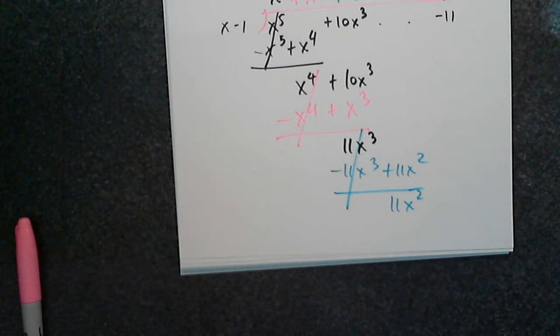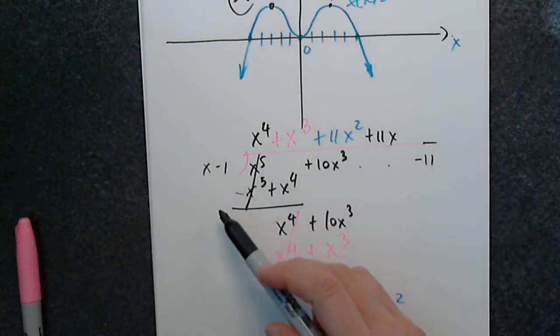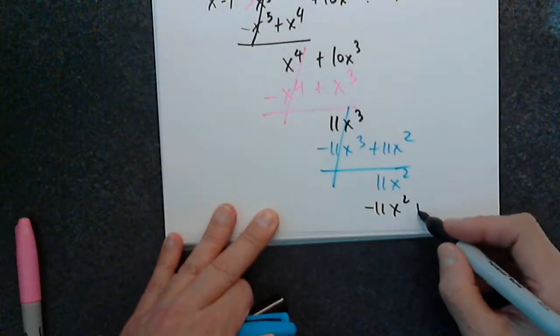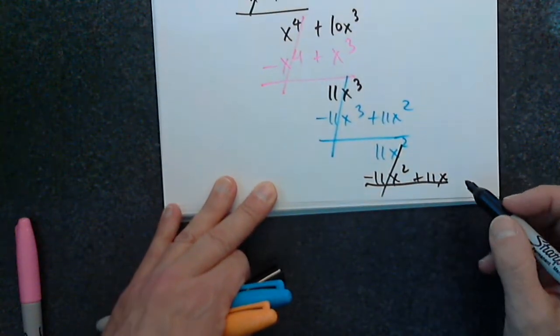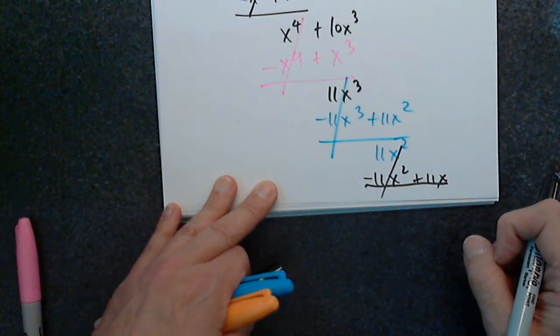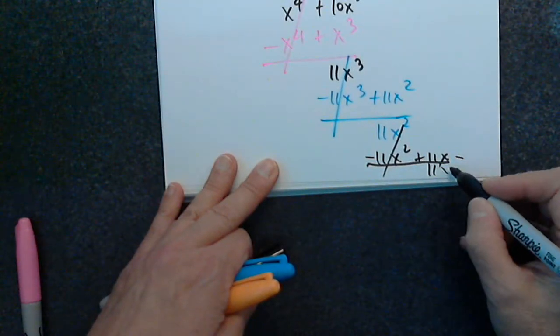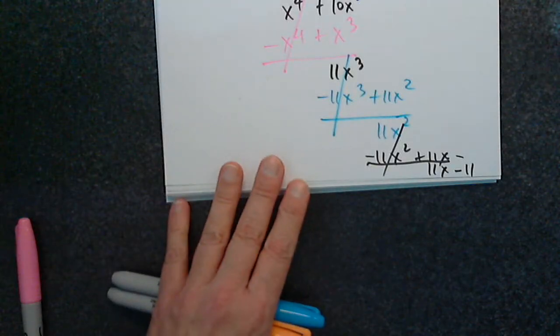Next step. Plus 11x. Very good. Excellent. Positive 11x squared, subtract. Negative 11x, subtract. When we subtract a positive, we get a negative. When we subtract a negative, we get a positive. So 11x minus 11. Final question.